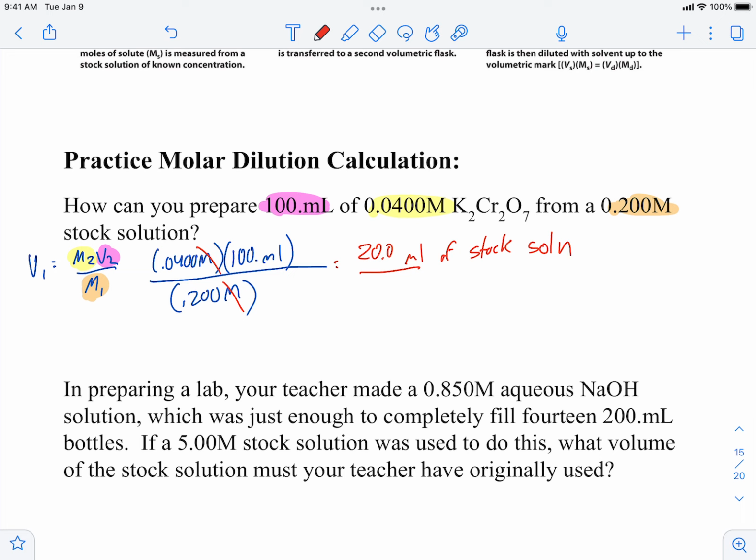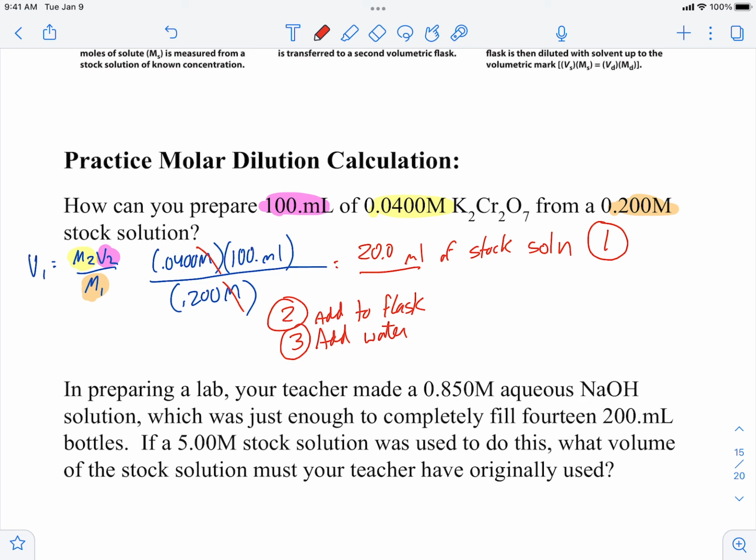Okay, but that doesn't fully answer the question. They're asking how I can prepare this. So right now I know how much I need. Now what do I say? This was the first step. Add to the flask. 3. Add water.